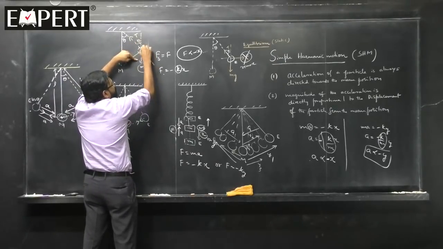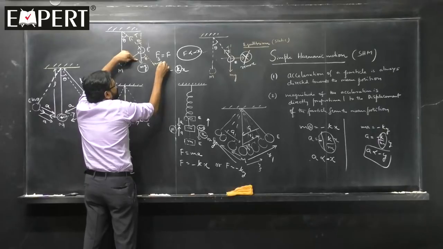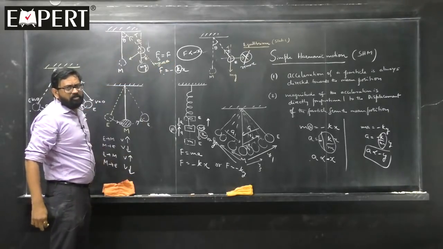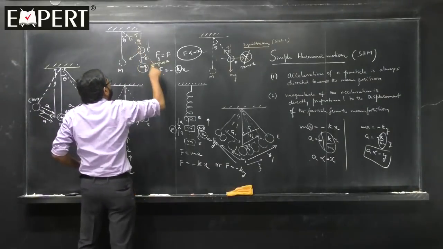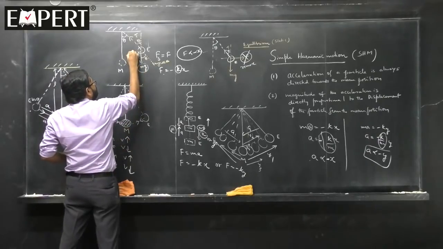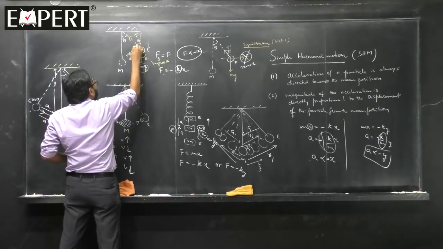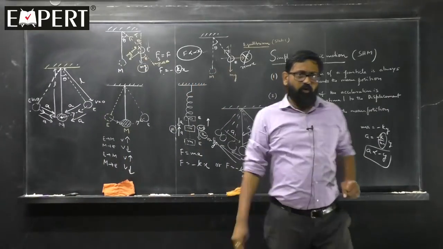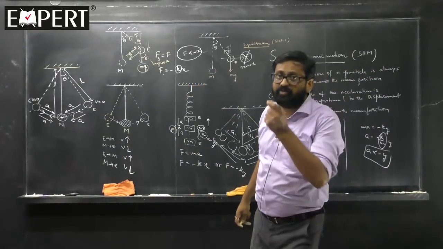What is the component of mg in this direction? It is mg cos theta. Resolution. Mg has been resolved now. One component of mg, mg cos theta, is acting in a direction opposite to tension. One more component of mg is there, that is mg sin theta, exactly. That is a restoring force. Mg sin theta is a restoring force.